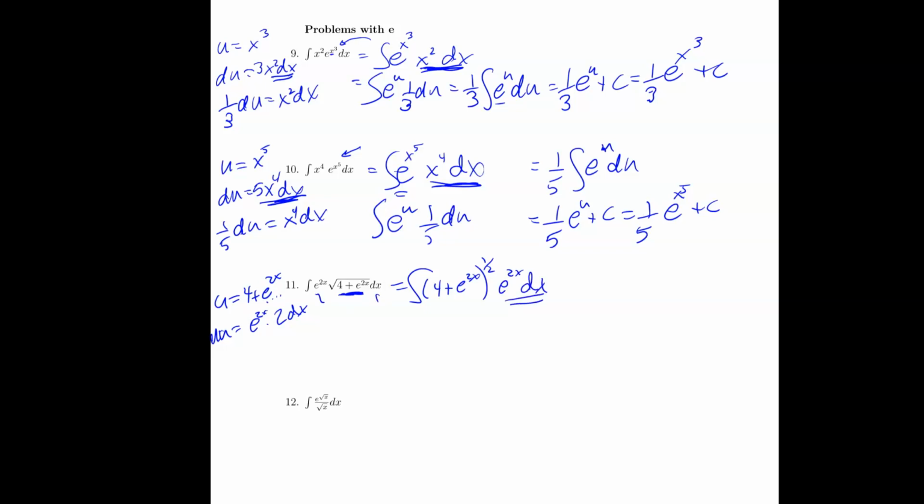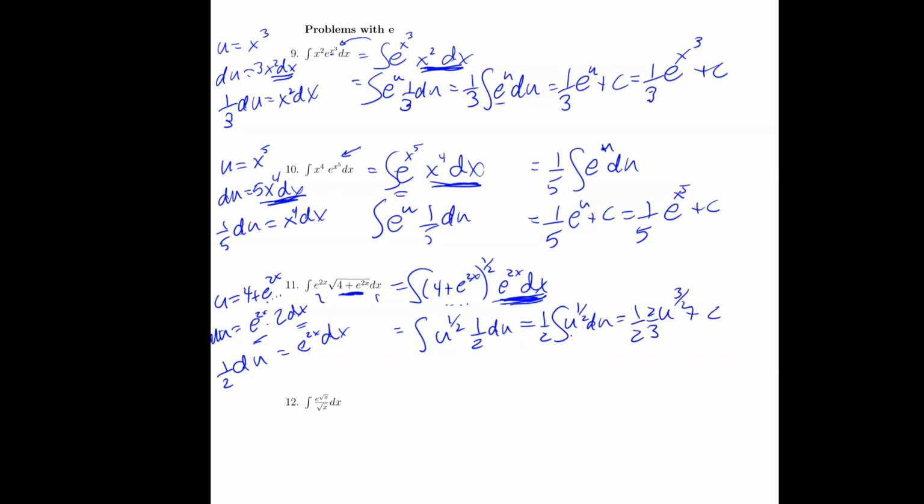So do I have something to replace e to the 2x dx with? I do. I'm just going to move the 1/2 over to the other side. So let's put the u in here. I have u to the 1/2. e to the 2x dx gets replaced with 1/2 du. So pull the 1/2 on the outside. Now I'm ready to increase the exponent. So I'd have u to the 3/2 times 2/3. So I'd get 1/3 times 4 plus e to the 2x to the 3/2 power plus c.